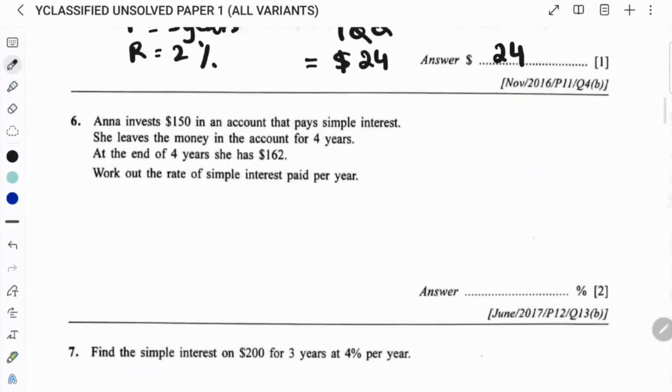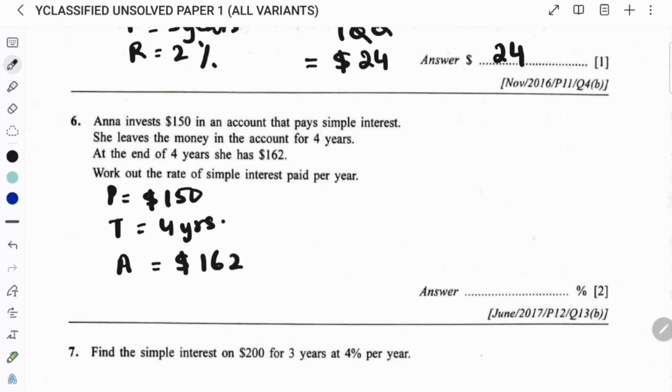Come to question number 6. In question number 6, Anna invests $150, so the principal is $150. In an account that pays simple interest, she leaves the money in the account for 4 years. The time period is 4 years. At the end of 4 years, she has $162 as the amount, after the interest is added. Work out the rate of simple interest.